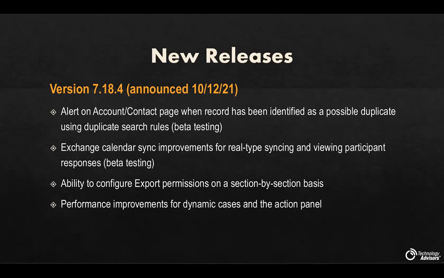And then there were a couple of other changes as well. The ability to configure export permissions on a section by section basis. So prior to this release, you could either say, yes, this user can export data, or no, they can't, and it was applied system-wide. They're adding in the ability to say, this user can export accounts and contacts, but not opportunities and invoices, or any other section as needed.